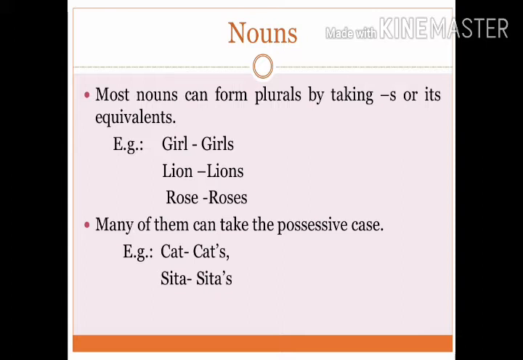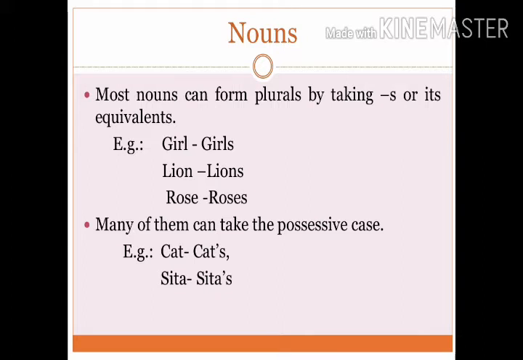Most nouns can form plurals by taking s or its equivalent. For example, the plural form of girl is girls, lion is lions, table tables, book books, rose roses, but not sangs, cloverleys, plaids, lovelies, etc. All these are incorrect expressions.